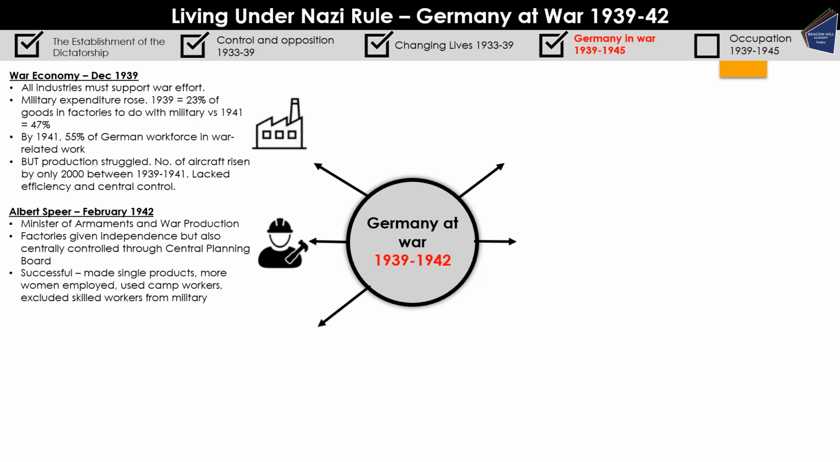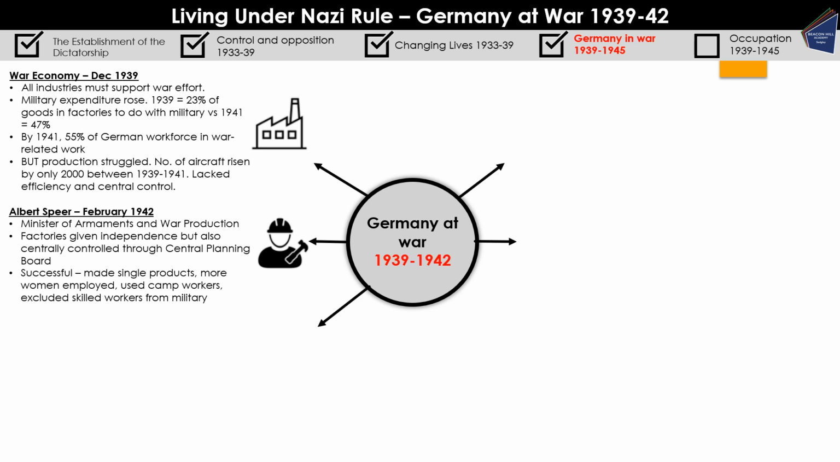So he gave factories independence, but he did centrally control them through a central planning board, which gave them the organisation that they needed. And this was hugely successful. So first of all, factories began to make single products, and if you're only making one product, you're going to do that really well. So the quality of what the factories are now producing is much higher.